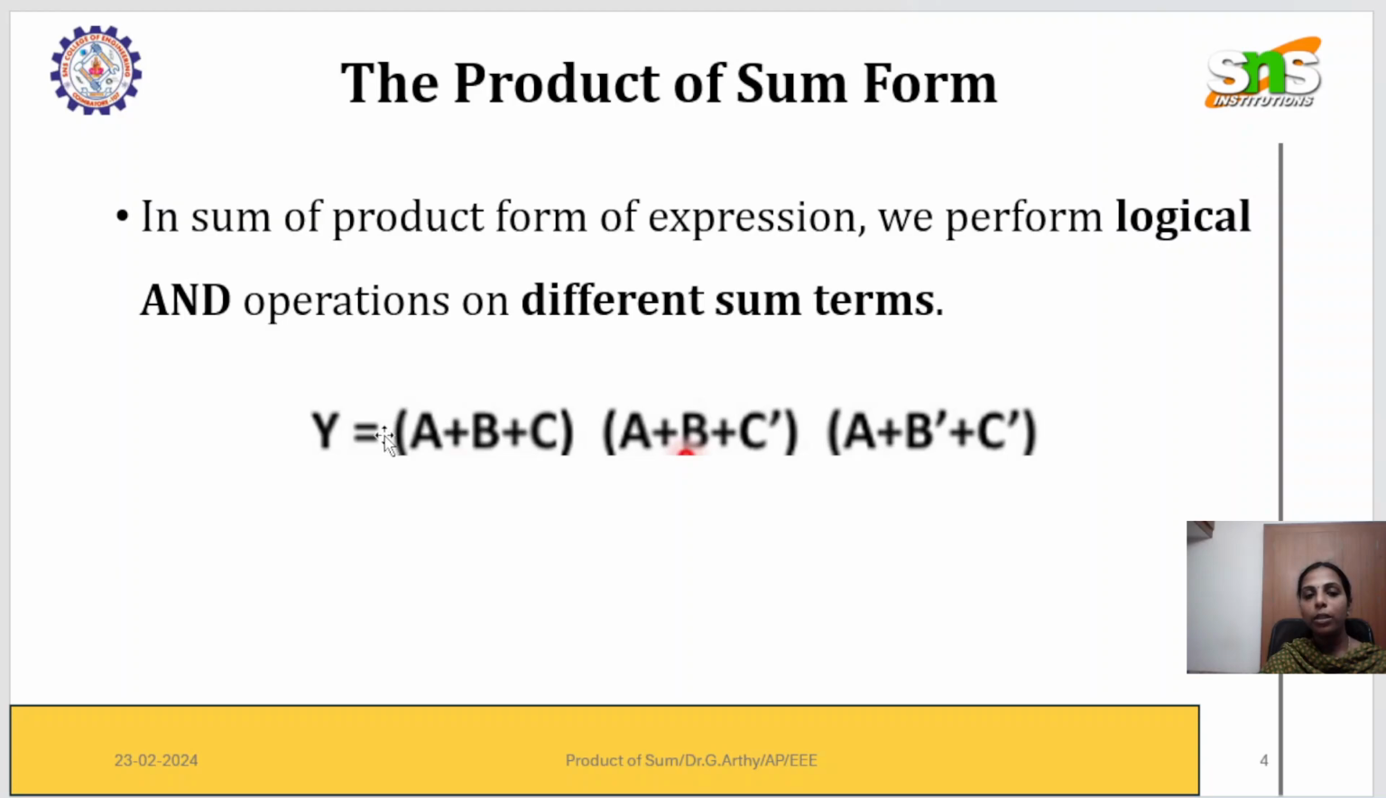See the terms in between. The terms are separated by the sum and the sums are separated by product. So it is a product of sums. That is why it is known as product of sum, and in short form it is also known as POS.